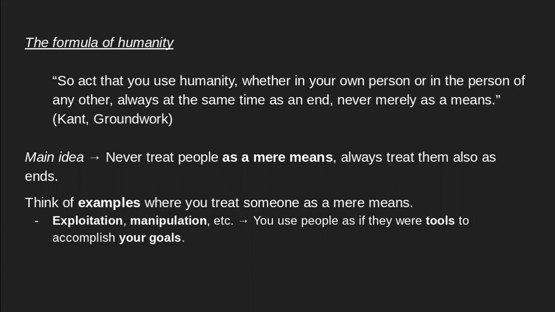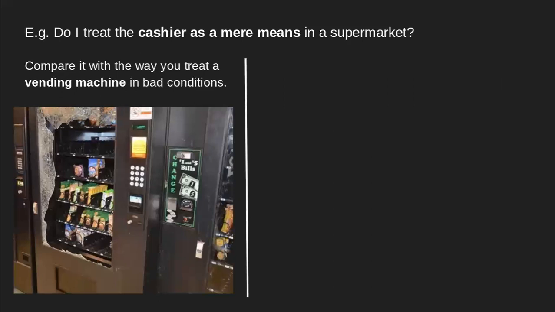So you're not supposed to treat anyone as a mere means. Let's see some examples. For example, do I treat the cashier as a mere means in a supermarket? If I treat the cashier as a mere means, then I would be doing something wrong according to the humanity formulation of the categorical imperative.